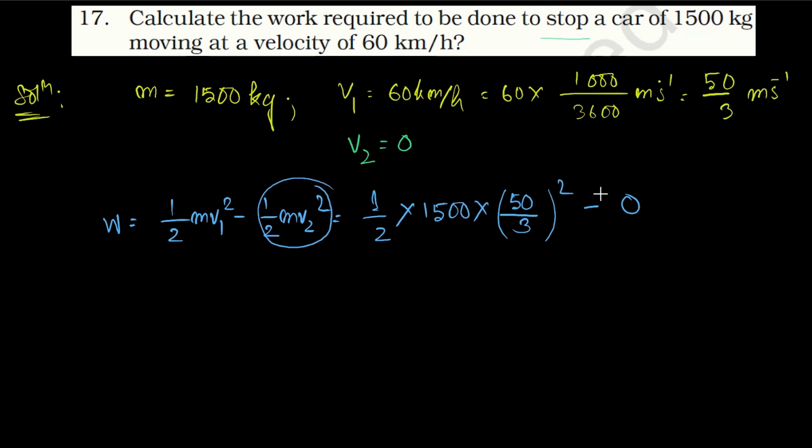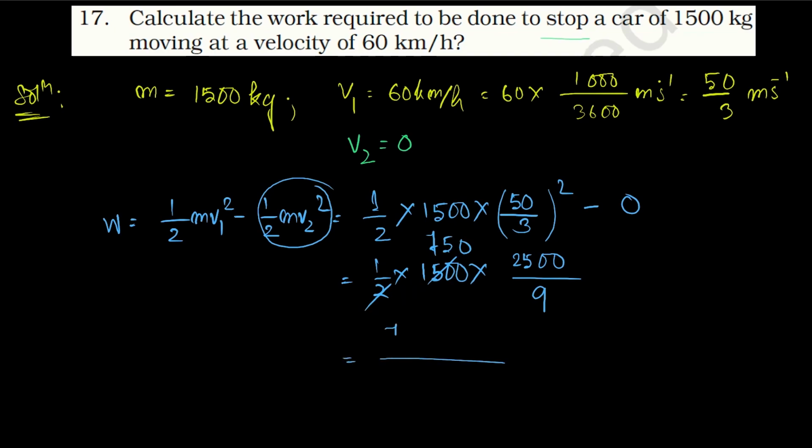Now the second condition is given as v2 equal to 0. If v2 is 0, that term will be 0. So if you do some further simplification, it will be only 1500 by 2, and 5 into 5, 25, and 3 into 3, 9. We can solve it, we can cut it down like that: 2, 7, 14, 2, 5, 0.